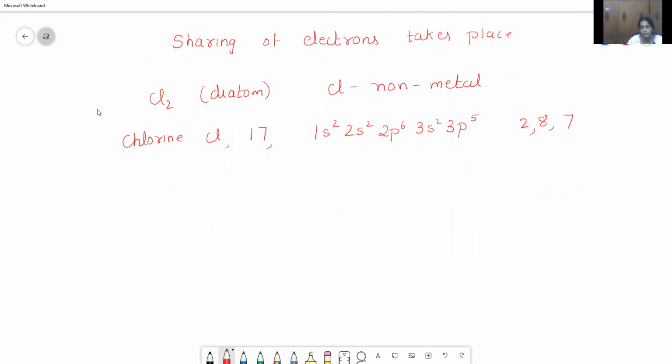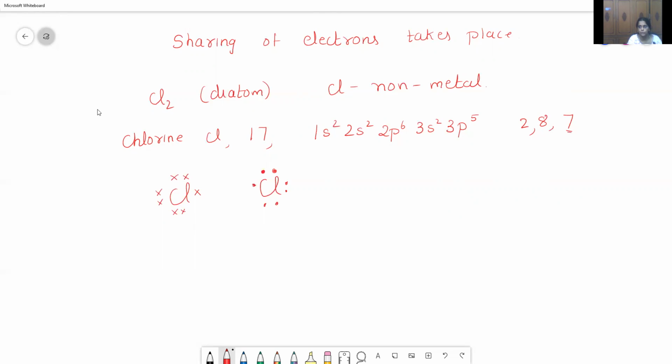So now what happens? I have 2 chlorine atoms. Let me write chlorine. First chlorine, I'm going to represent only the valence electrons, with cross marks: 1, 2, 3, 4, 5, 6 and 7. It has 7 electrons. Then the other chlorine element is also going to have 7 electrons. I'm going to represent them as dots: 1, 2, 3, 4, 5, 6 and 7. So 7 valence electrons I have represented here.